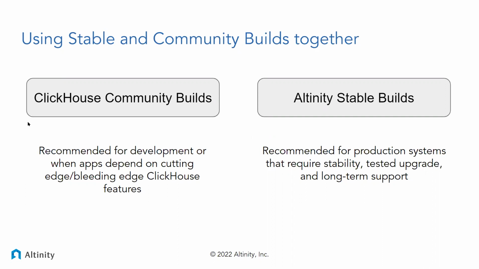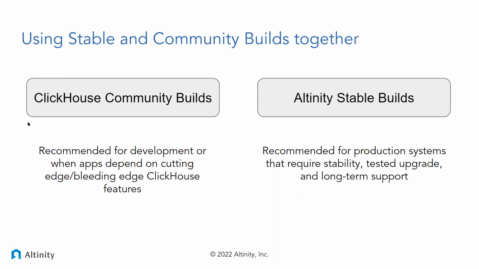But for the actual production deployment, what you can do is switch to Altinity Stable Builds. If you're doing something that doesn't depend on new features, you can just use the stable builds right from the start. But most people with new systems tend to want to get the latest and greatest.